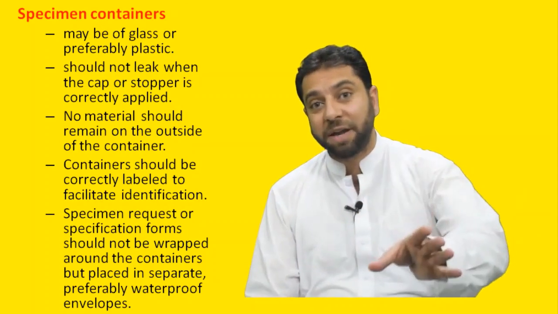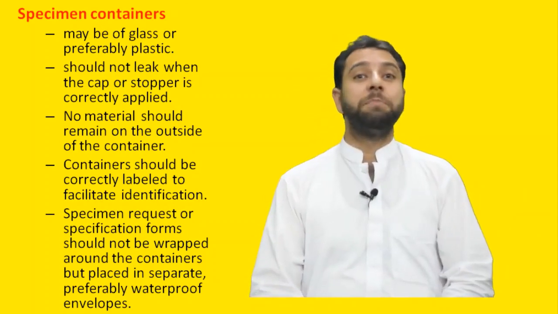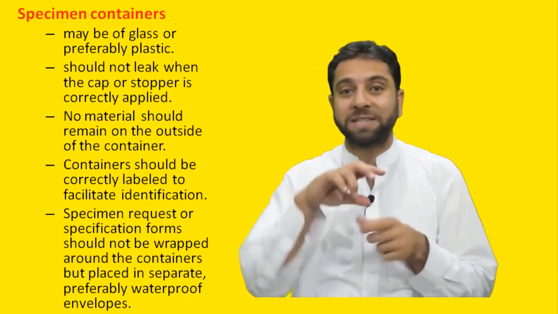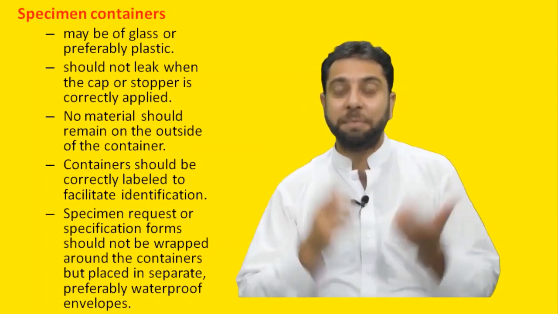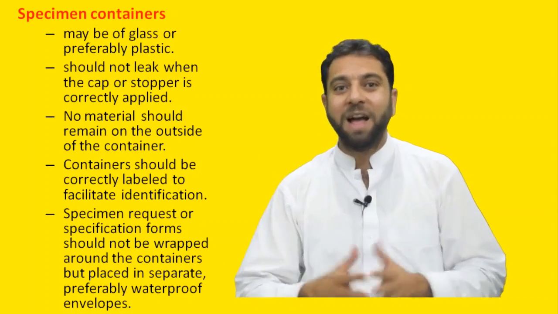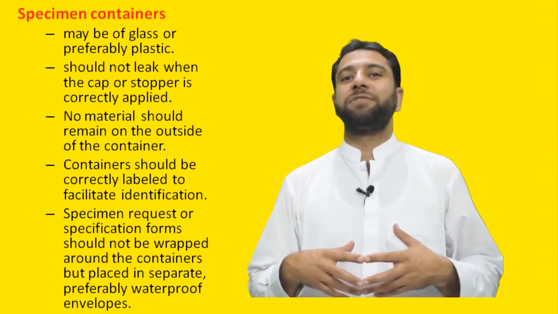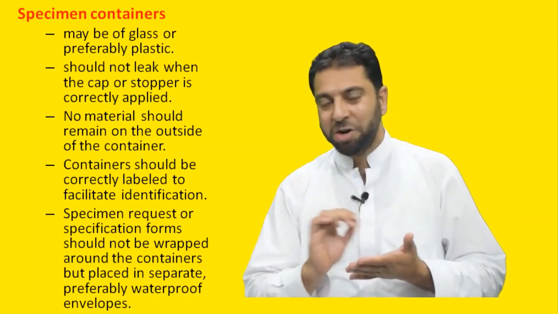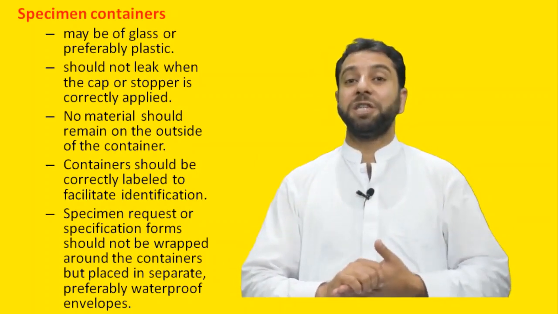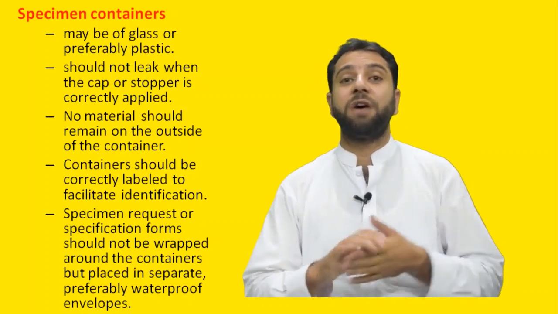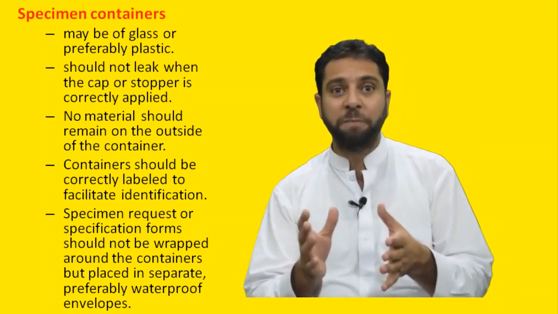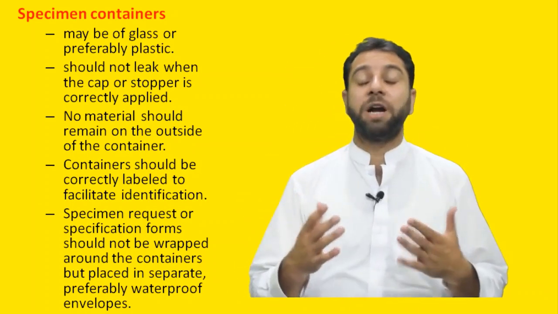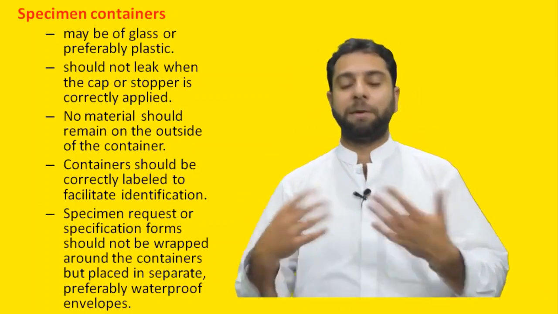Now, the specimen container may be of glass or preferably plastic. The specimen container should not leak when the cap or stopper is correctly applied. Similarly, no material should remain on the outside of the container. The container should be correctly labeled to facilitate identification. The specimen request or specification form should not be wrapped around the container but placed separately, preferably in waterproof envelopes.